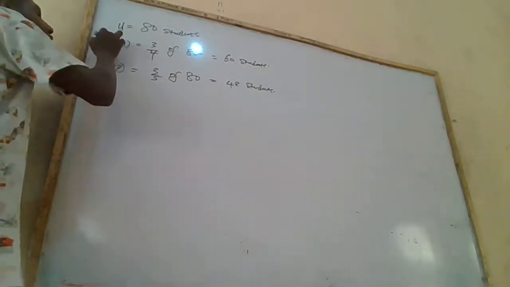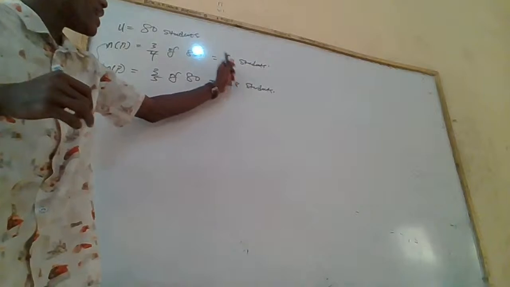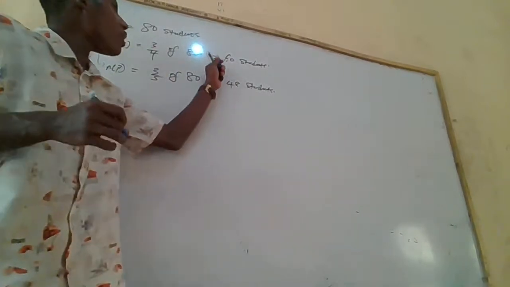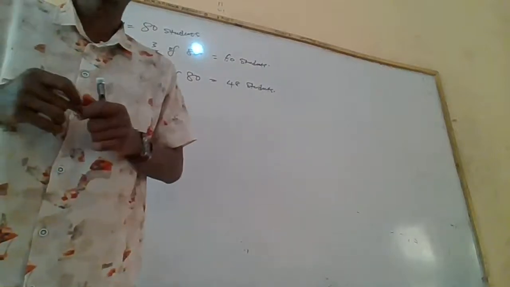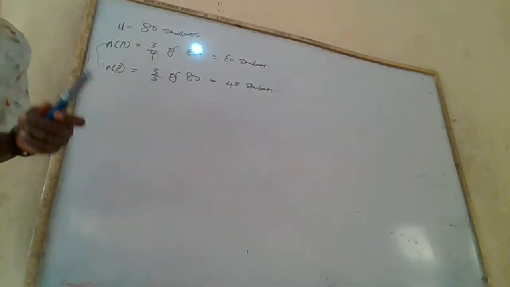If these are the two sets that are involved, and you add them together and the sum is greater than the universal set, it simply means that there is an element common to both. 60 plus 48 is greater than the universal set. That means there is something in between.